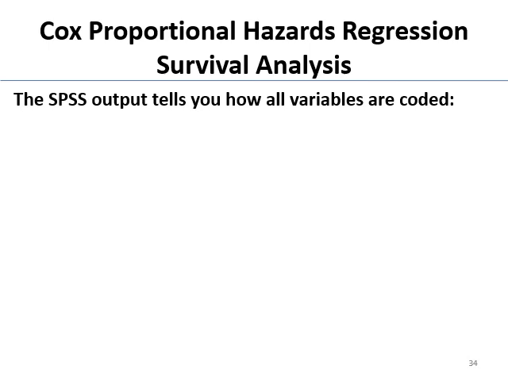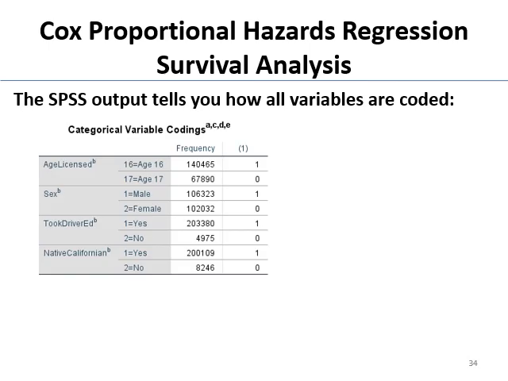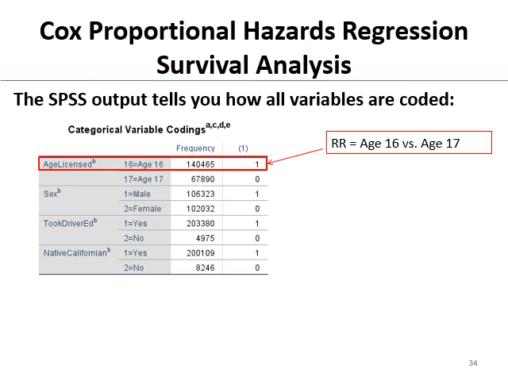So back to the output. SPSS tells you how the variables are coded. And so now instead of just age license 0 or 1, we've got sex, took driver's ed, and native Californian all in this categorical variable codings table. So for age licensed, the dummy variable represents age 16 versus 17. It's because we chose last as the referent.